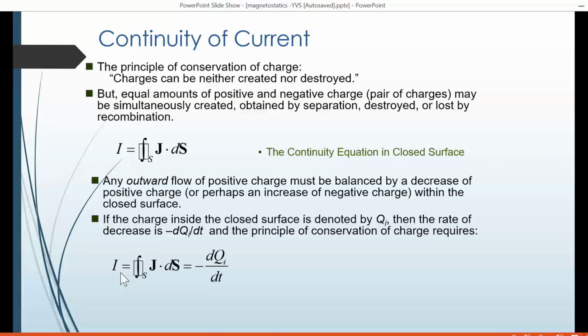So one more equation we got: closed integration of J dS is equal to minus dQi by dt. This is known as the integral form of continuity equation. So just remember this: closed integration of J dS is equal to negative dQi by dt.